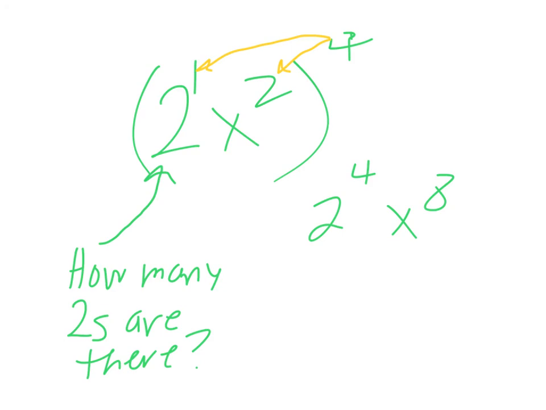Now, if you want to, you can take this problem one step further. You could actually simplify 2 to the 4th power. That's 2 times 2 times 2 times 2, which is equal to 16. So if you want to, you could have the final answer 16x to the 8th.